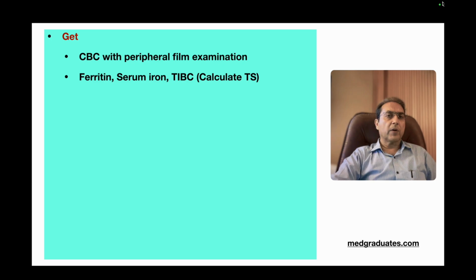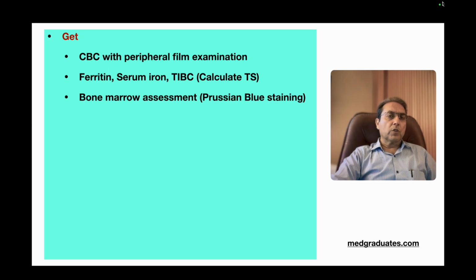And then you can get serum iron and TIBC, from which you can calculate transferrin saturation. Transferrin saturation is a very good indicator of iron status, and a low transferrin saturation virtually indicates that the patient has iron deficiency. Then bone marrow assessment may be required in some patients. Staining with Prussian blue is for bone marrow. The Prussian blue stain specifically stains the iron, and it's usually done in complex types of anemias.